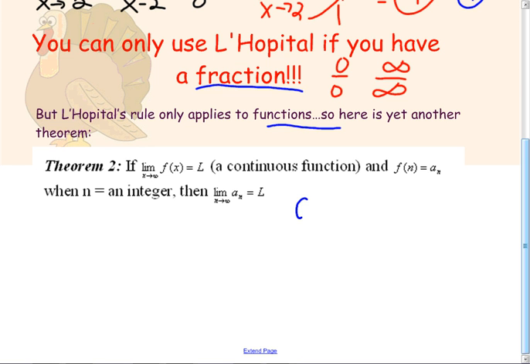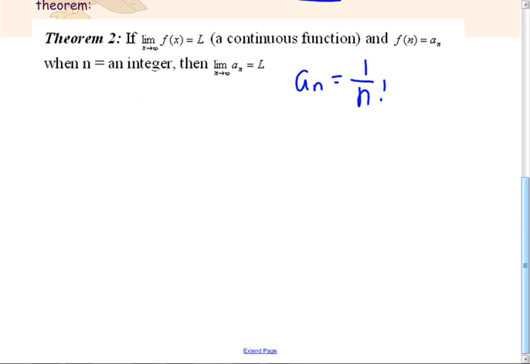But you might have a sequence that looks like this, 1 over n factorial. Do you know what n factorial is? If I have 4 factorial, that would be equal to 4 times 3 times 2 times 1.